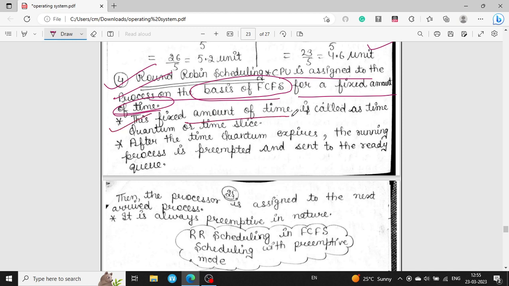And this fixed amount of time is called time quantum or time slice. For example, we have a total of 20 seconds of CPU we can use. After that, another person can use that CPU. But we have 5 processes, and we have to complete all the tasks within 20 seconds. So we can do it.